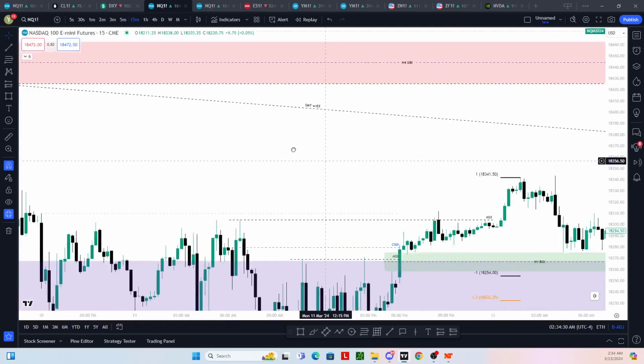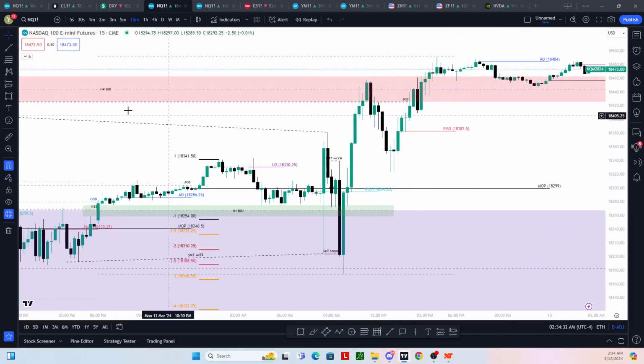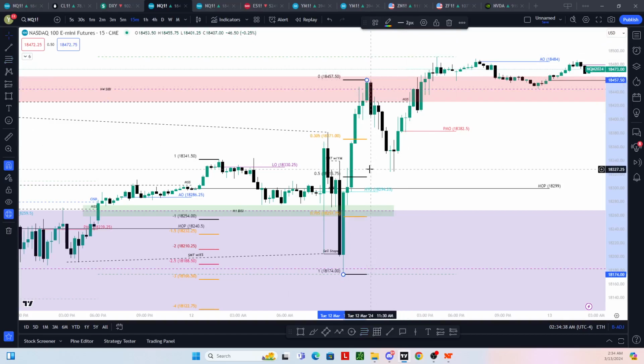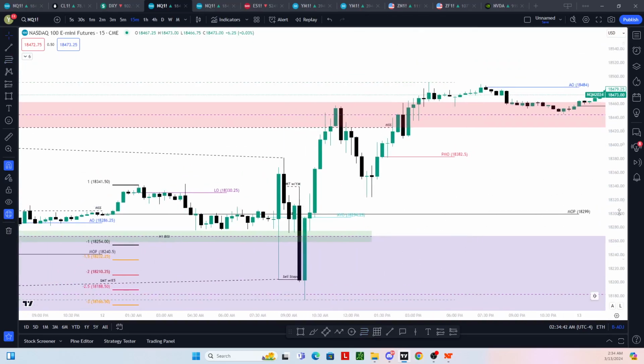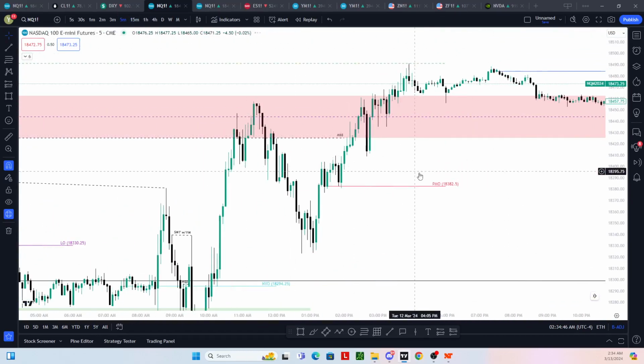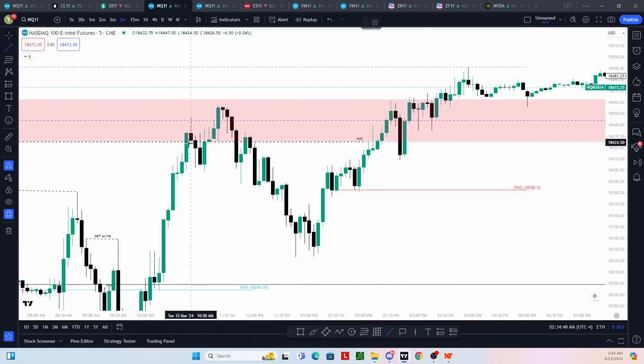I figured that the 50% of this dealing range, because we move, remember I was saying this at the beginning of the video, we move from discount to premium. If you look at this dealing range, it's right around the equilibrium point. So I dropped to the 5-minute instead of the 15 for this H4 SIBI. And I'm going to show you right now.